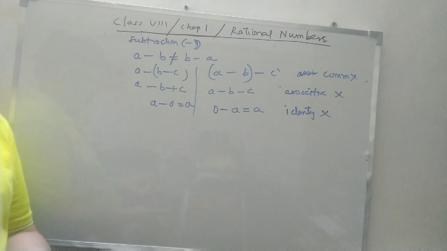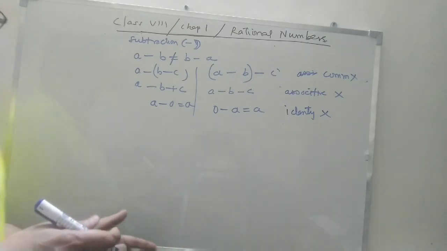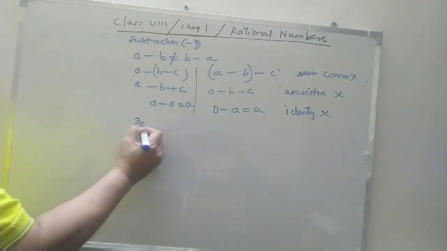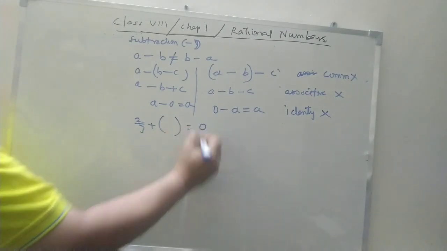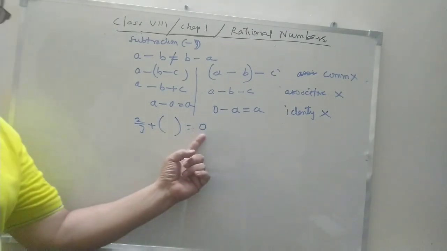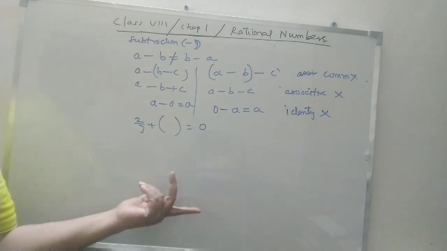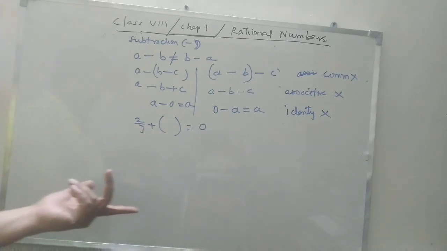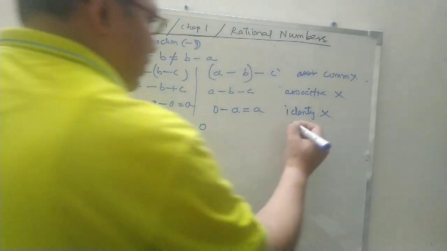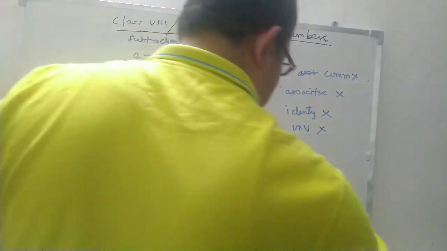Now if there is no identity, there can't be inverse. Because what was inverse? Inverse was we add a number, like for example, 2 by 3 plus its additive inverse should give you 0. What was 0? 0 was the additive identity. Now here we don't have an identity, so obviously we can't talk about this property. So inverse is also not there.